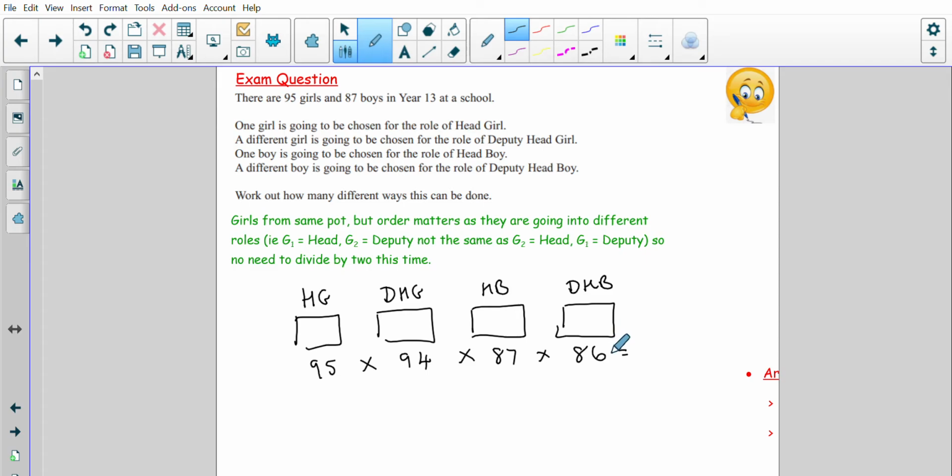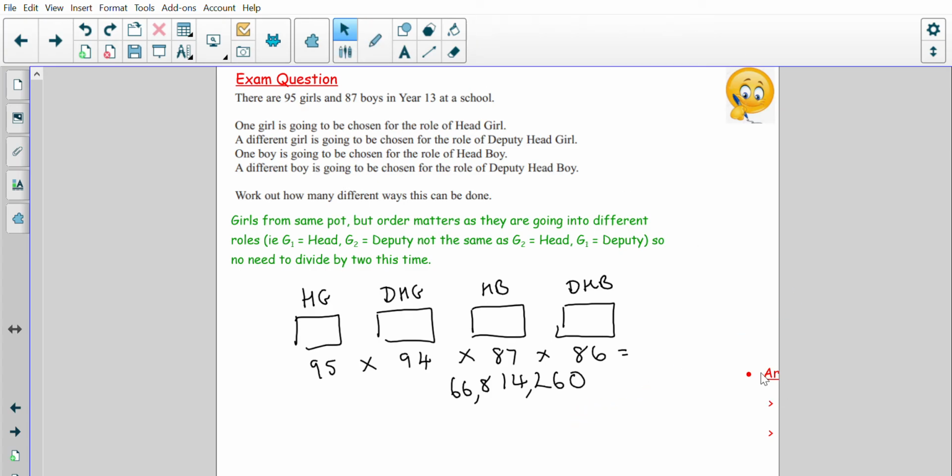So putting that in the calculator, I'm going to write it underneath, so we've got there 66,814,260 possible combinations of head boy and head girl. If we think about it, what we've done here is we're actually arranging the girls and the boys into specific positions. Okay, so in this case order does matter. So when order does matter, we don't divide as there are no duplicates. Again, can we write down what we've got in red there?